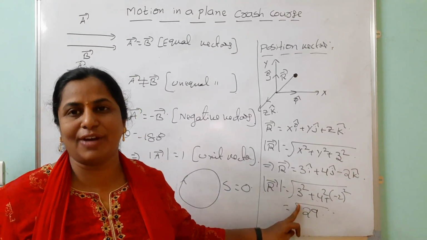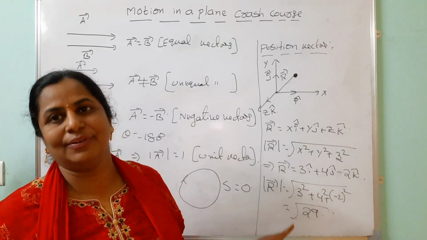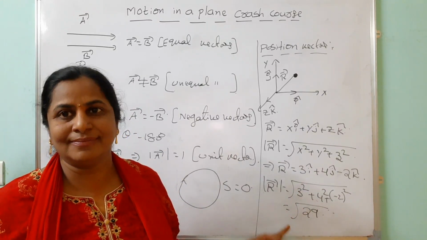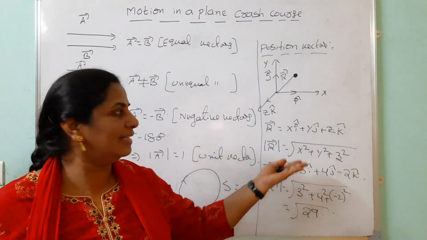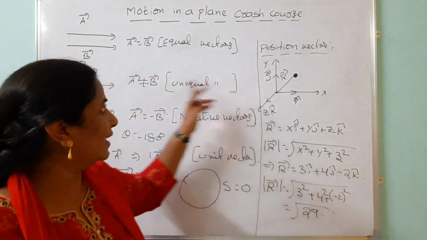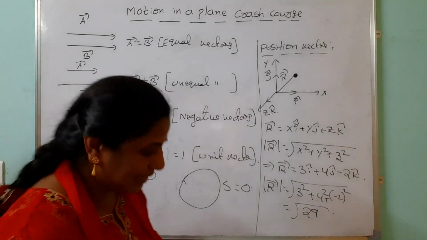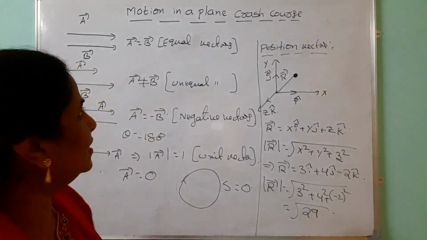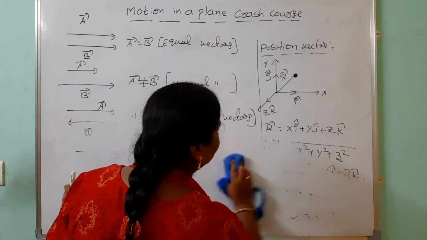Suppose this value is 1, you can say that is called the unit vector. Suppose this value is 0, you can say that is called what? Null vector. Okay, so it gives the position of this one. The direction is given with respect to the coordinate axes. Like that we are able to find out equal vectors, unequal vectors, unit vector, null vector, position vector.